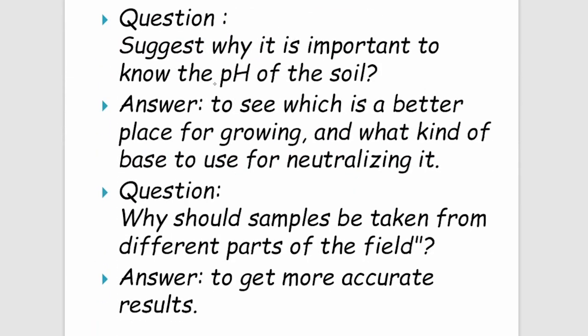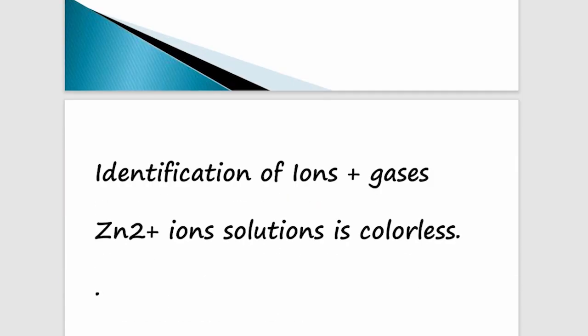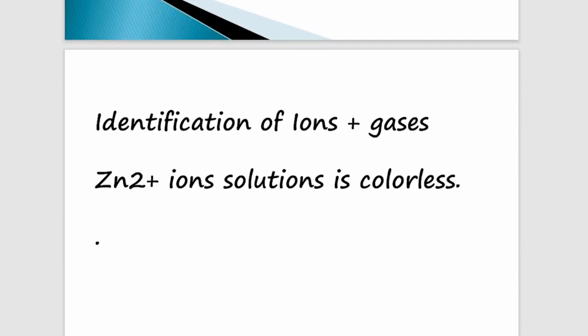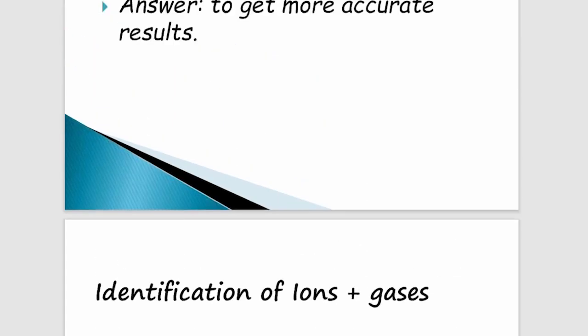That's why it is important to know the pH of the soil, to say which is a better place for growing and what kind of base to use for neutralizing it. Why should samples be taken from different parts of the field to get more accurate results? We will take the samples from different places. Zinc ion solutions are colorless.